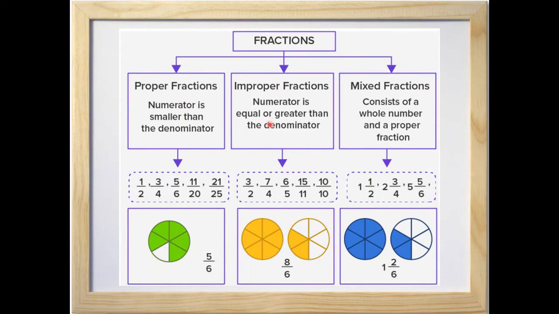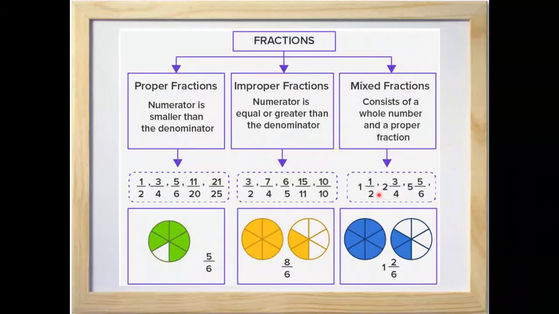And again we have some examples for improper fractions. What are they? They are 3 by 2, 7 by 4, 6 by 5, 15 by 11, 10 by 10. And a diagrammatic example is 8 by 6. Here you can see 6 parts here and 2 parts in the other whole which are shaded. So we have altogether 8 parts which are shaded out of 6 equal parts. Understood children? So this is an example for improper fraction.